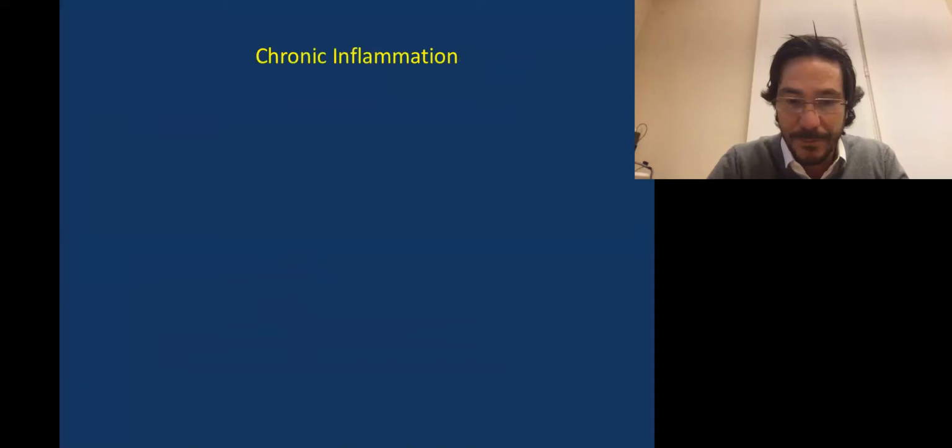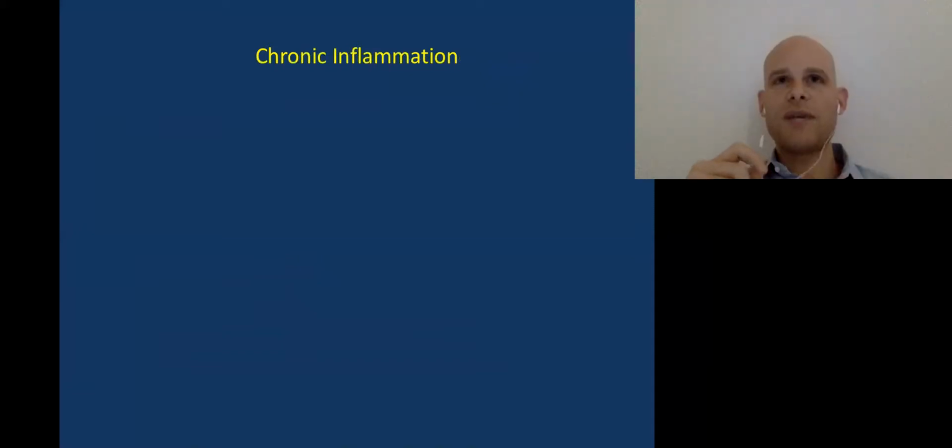So we talked about acute inflammation, and then we'll talk about chronic inflammation. And chronic inflammation really is a different type of disease process. And then after that, I'll summarize things for you.